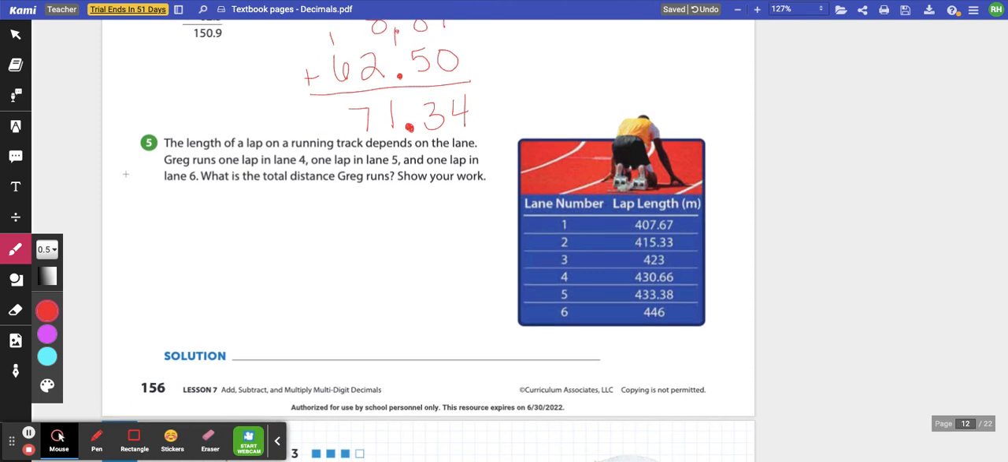Last question. The length of a lap on a running track depends on the lane. Greg runs 1 lap in lane 4, 1 lap in lane 5, and 1 lap in lane 6. What is the total distance that Greg runs? Show your work. We know that total means to add, so I need to look at lane 4, 5, and 6. Since it's addition, I don't necessarily have to put the largest number on top. I just need to make sure that my decimals are lined up.